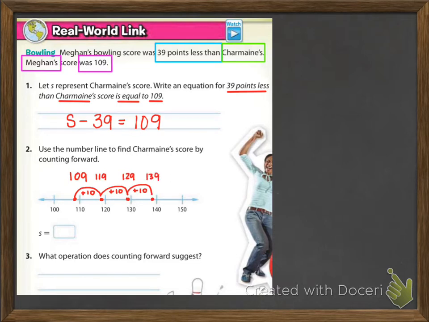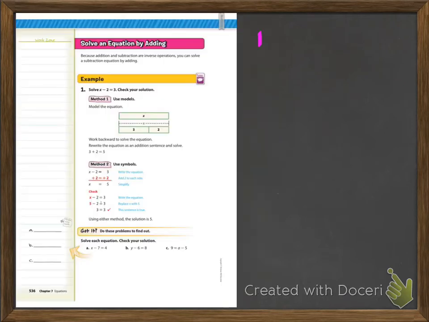And then here's the tricky one, because remember there's 10, 20, and 30. And remember we need to add 39 in all. So there's our 9 slots. And that brings us to 148. So now we know that S, or Charmaine's score, is going to be equal to 148. What operation does counting forward suggest? Addition. That makes sense, right?